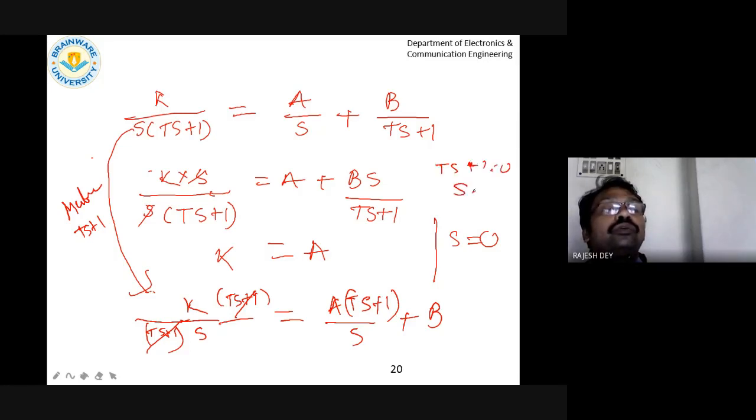Now at Ts plus 1 equal to 0, then s equal to minus 1 by t. If we put s equal to minus 1 by t, then the A part will be 0. There exists only B. What will be the value? K by minus 1 by t, that is B equal to minus kt.